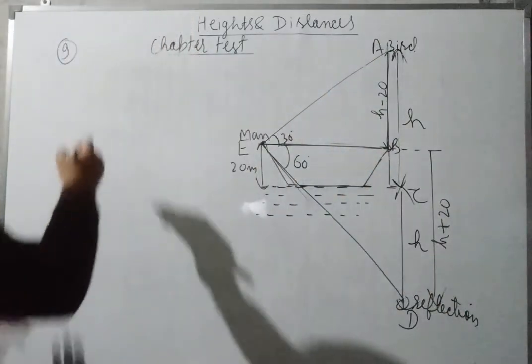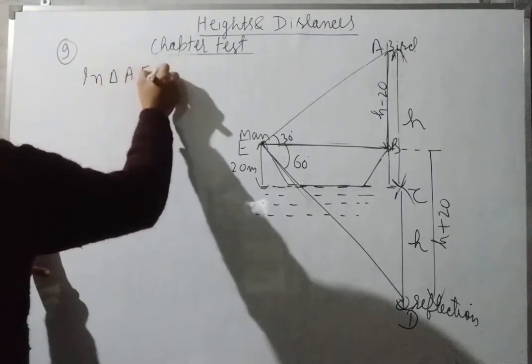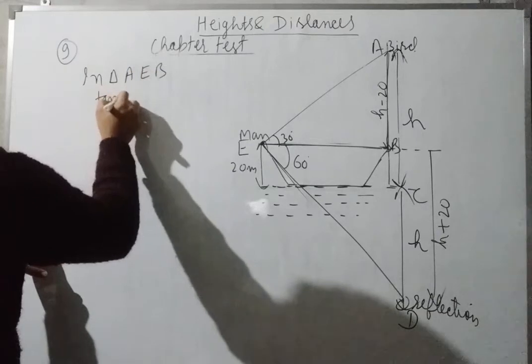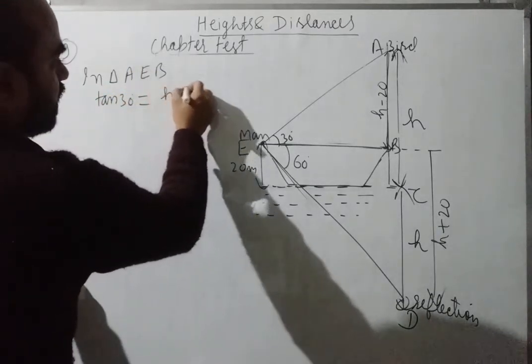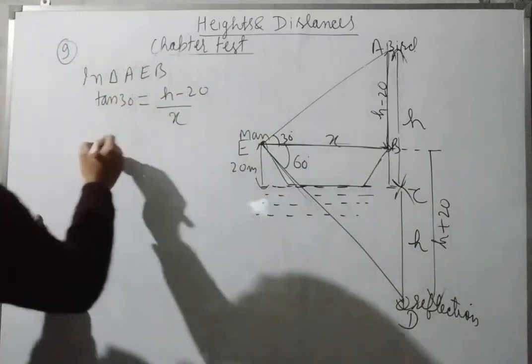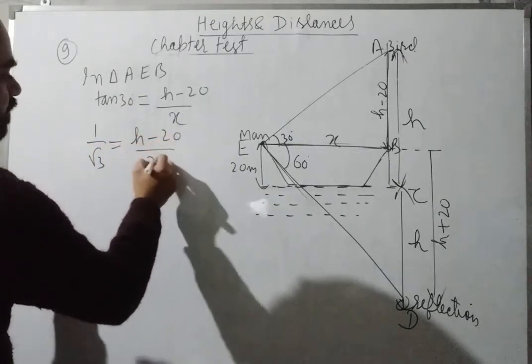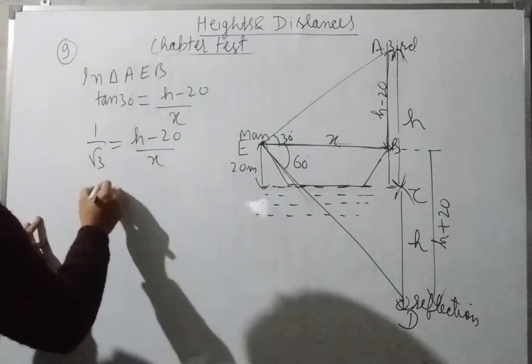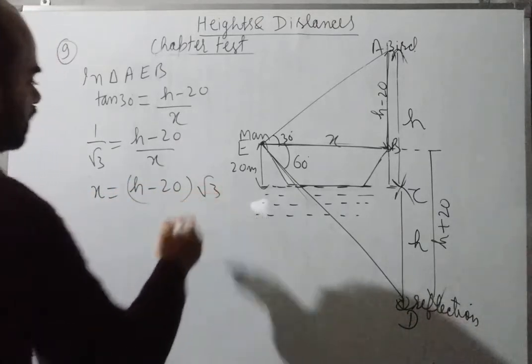So first of all, in triangle AEB, what is tan 30 degree? That will give h minus 20 upon this. Suppose this is x, so tan 30 is 1 by root 3, so 1 by root 3 is h minus 20 upon x. So x is equal to h minus 20 into root 3, correct?